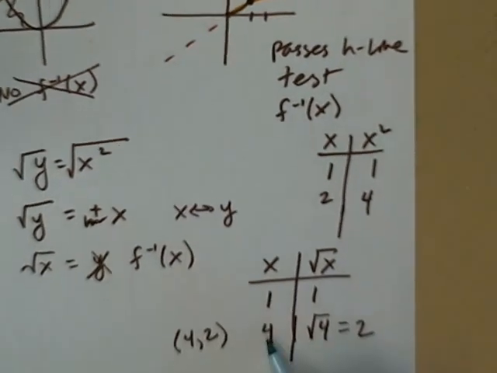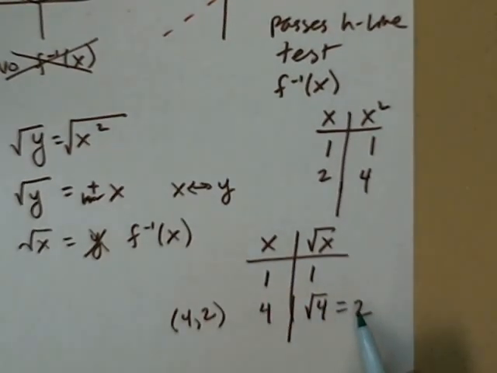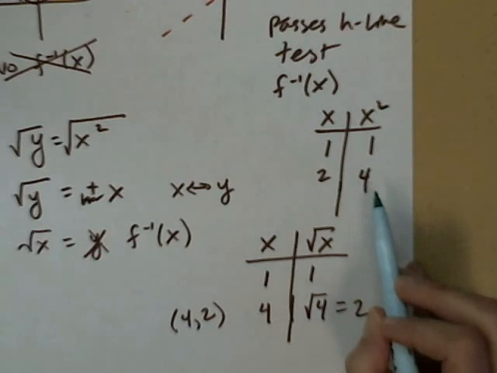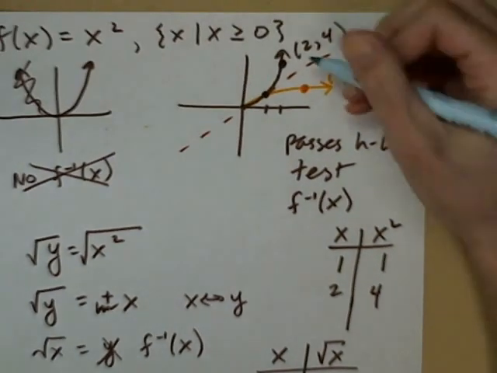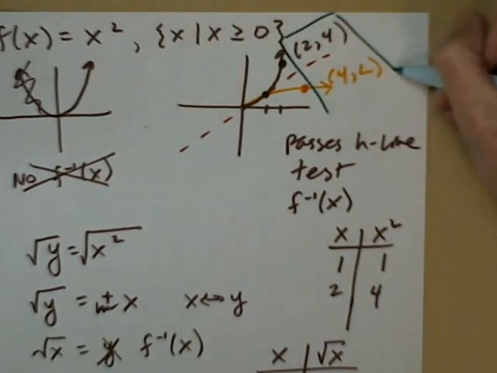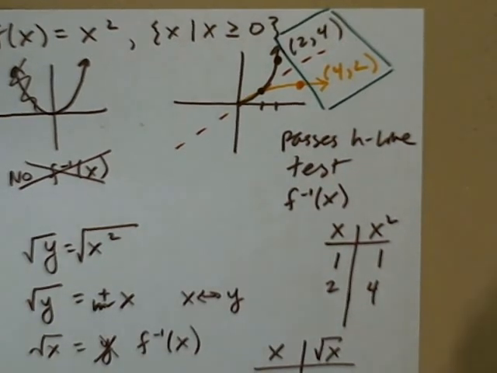4, 2. Can you see that x-y swap? So 4 gets me to 2, but in my original function, 2 got me to 4. I can also see it right here with these points. That's why we do the x-y swap.